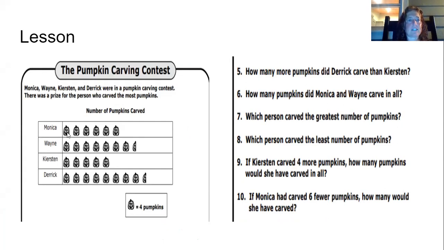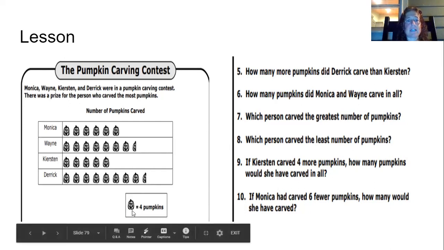So as you can see, here are pumpkins beside each person's name. These are the categories, the people's names. We have to watch out too, because some people had half of a pumpkin. So that's half of how much each pumpkin is worth. If we look down at our key, one pumpkin picture is worth 4 pumpkins. So half a pumpkin would be half of 4, which is 2.